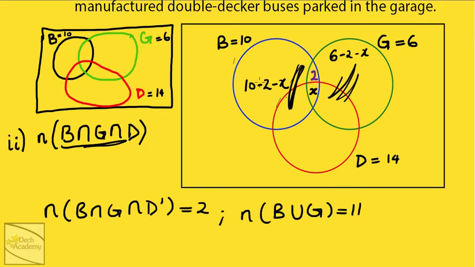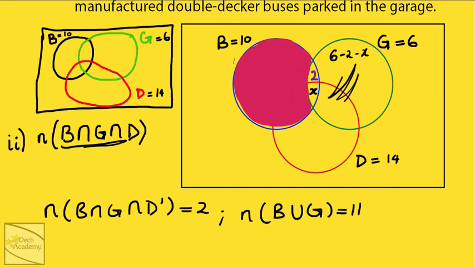B union G is this region, which I'm going to shade. So this region I'm shading is the region that's given by 10 minus 2 minus x, which is 8 minus x, which means it has 8 minus x elements. So this region here has 8 minus x elements.